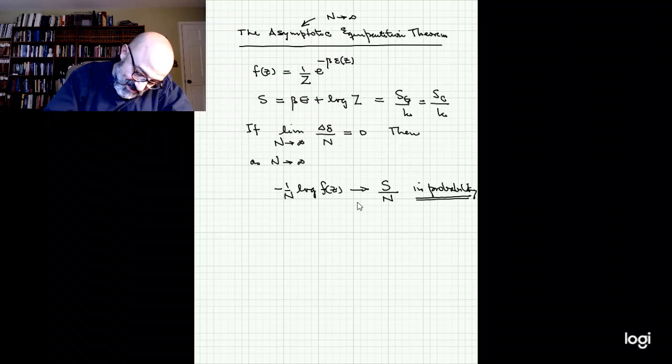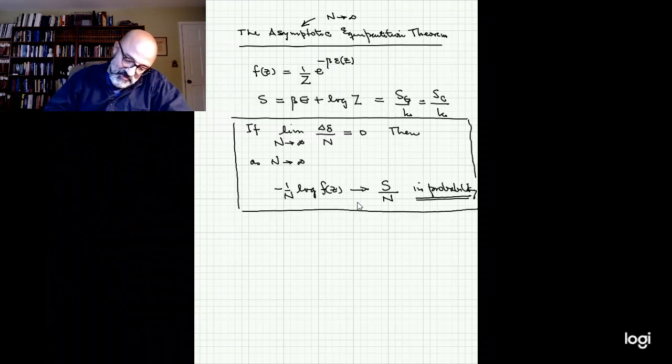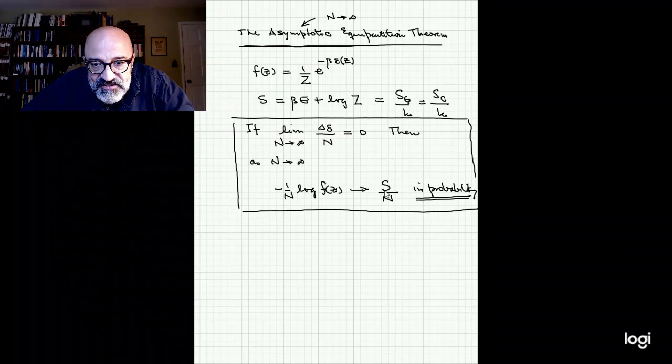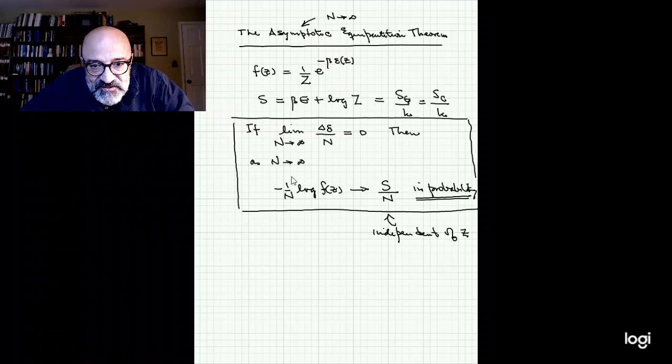The important thing here is that the right-hand side is independent of z. Therefore, what is going on here is that for all the states, the probability f of z, when you take the log, divide by n, all of this quantity here is going to go to the same limit independent of z.